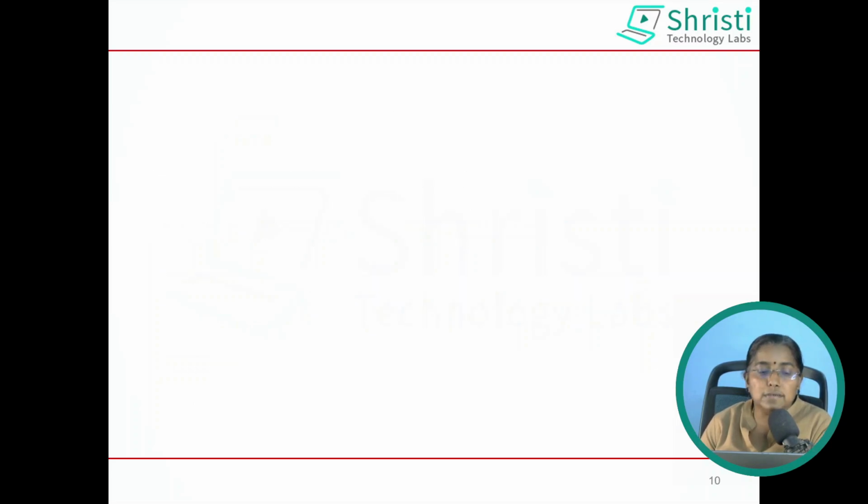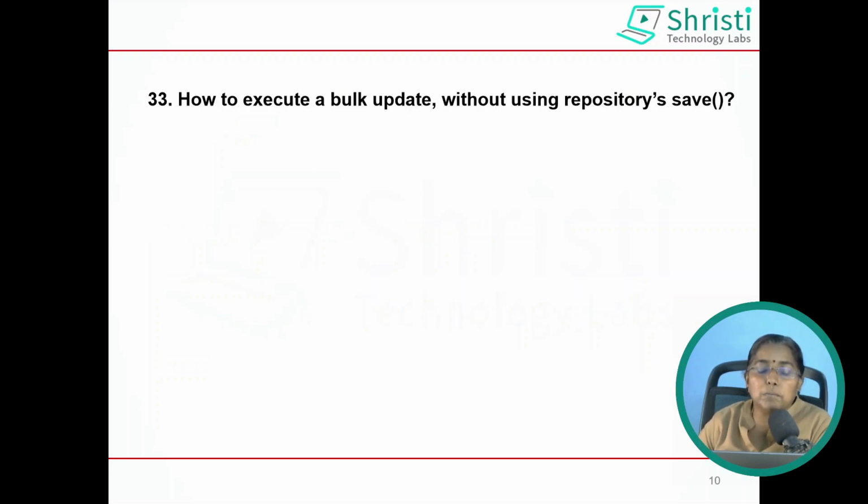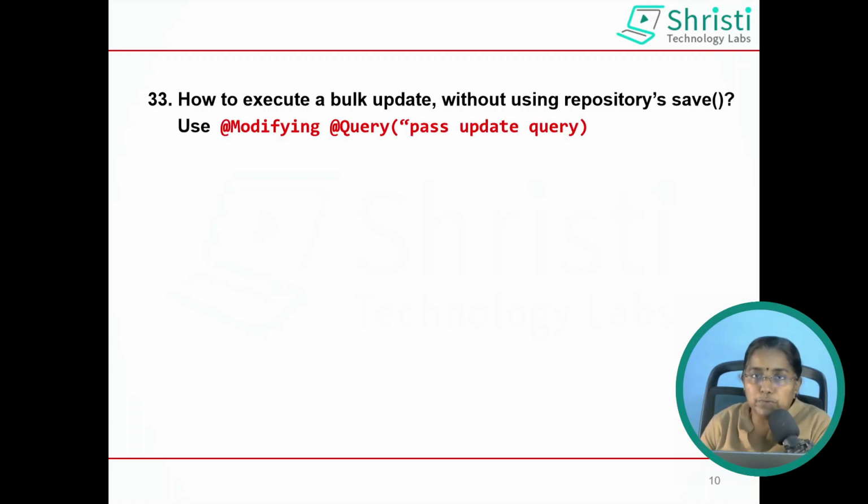Next question. How to execute a bulk update without using repository save? You all know when we are using put method, when we use save, automatically it will be replaced by a new resource in the backend. But I want to do a bulk update. So how to do that? Clock is ticking. Time up. Use @Modifying together with @Query annotation.